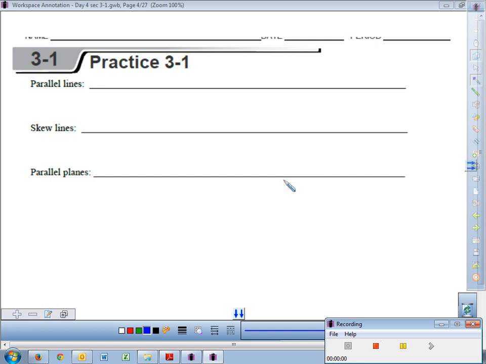Alright, this is section 3.1 in Advanced Geometry. Today we talk about some parallel lines. What we did before was on a graph, right? On the graph, parallel lines have the same slope. That's how we can tell they are parallel. But not in a graph.